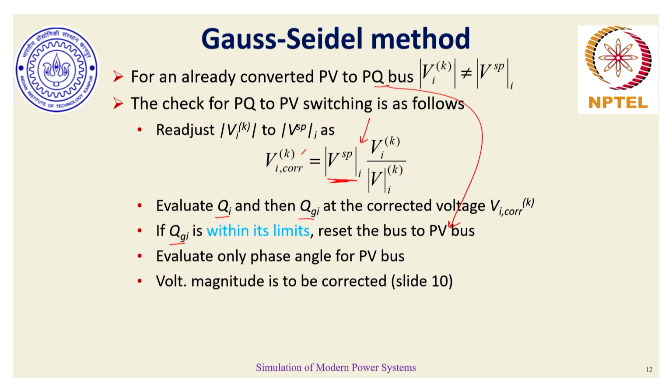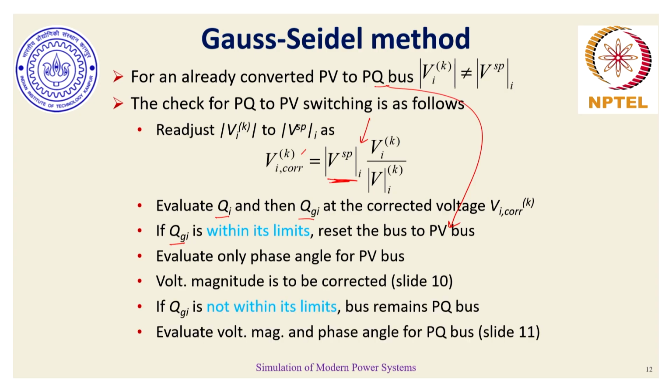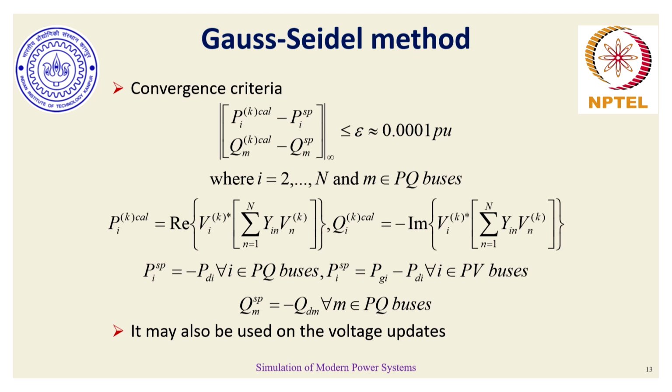If QG is not within its limit, then there is no need of voltage correction. The bus remains as PQ bus, and we can use the method explained in the previous slide to find the corresponding voltage value. If it goes back to PV bus, voltage becomes frozen and only the phase angle is the unknown. So, we use slide number 10 to find its corresponding voltage phase angle. All this goes on till a convergence or a closure is reached.